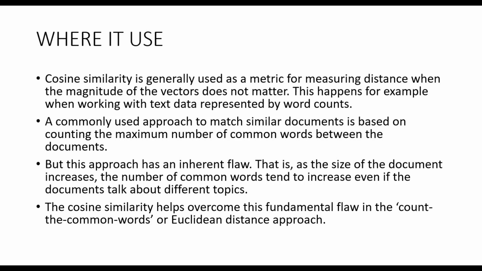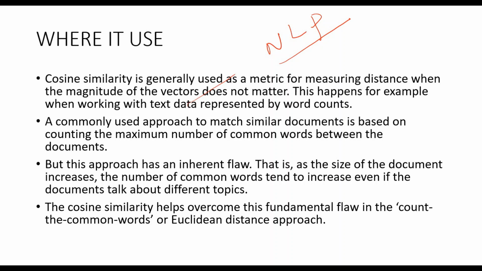Where is it used? Cosine similarity is generally used as a metric for measuring the distance when the magnitude of the vectors does not matter. This happens, for example, when working with text data represented by word counts. That means when we are working with text data in NLP, we use this.